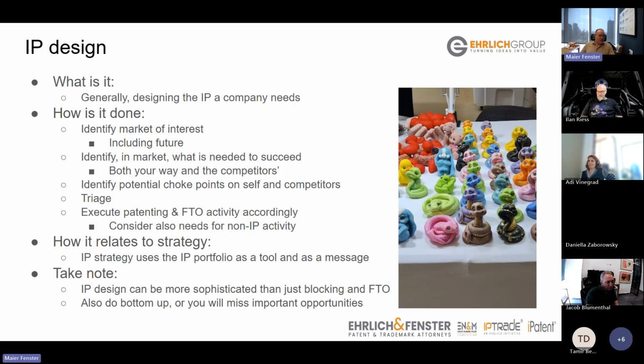Then you do a triage because it's always about the money. And then you do whatever patenting and freedom to operate activities that the process brought up. And sometimes you want to do non-IP activity like R&D.